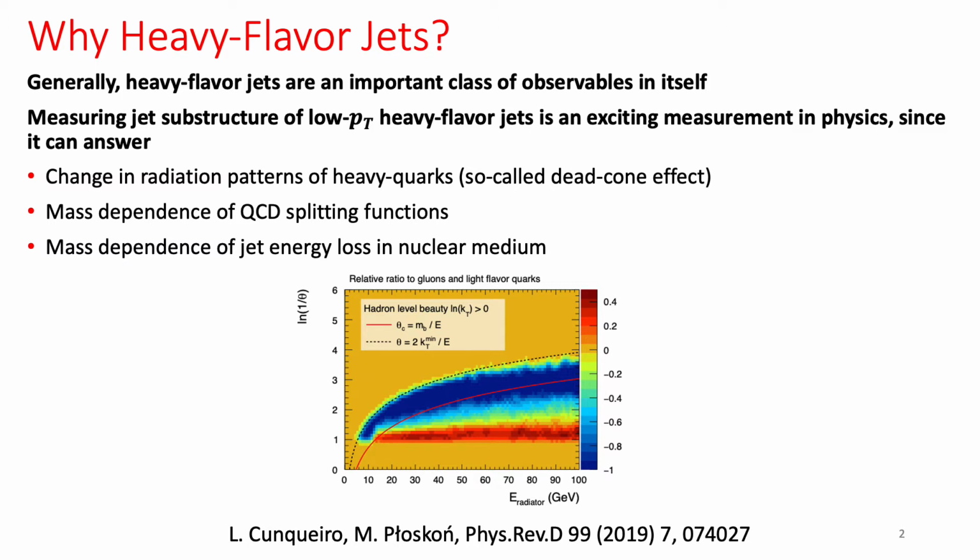In the figure below you can see a ratio of parton radiator energy versus emission opening angle distribution of bottom quarks to light partons. The blue region, which corresponds to small opening angles, shows suppression for bottom quarks, which is a signature of the dead cone effect.